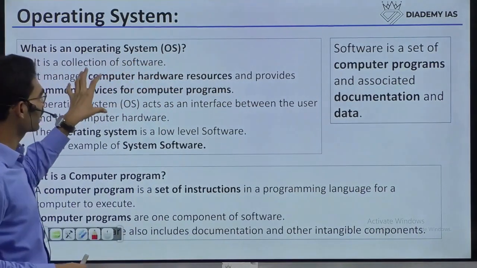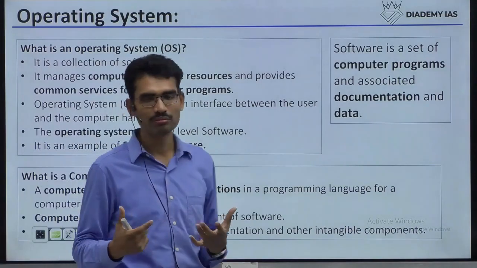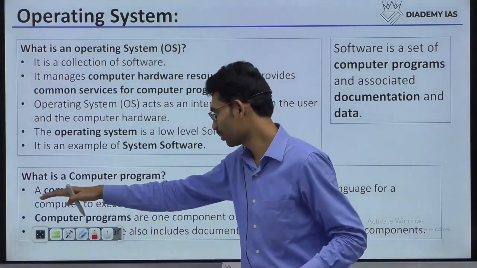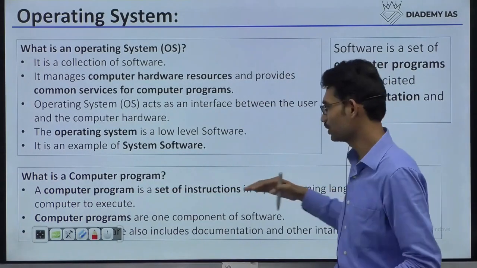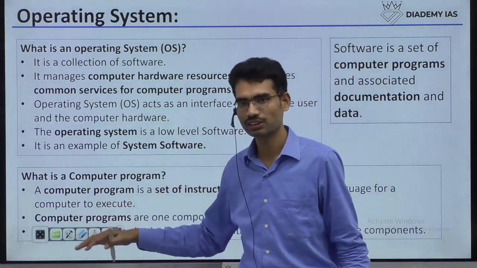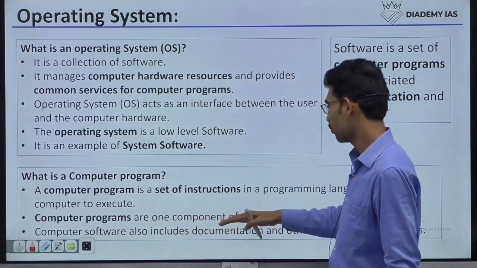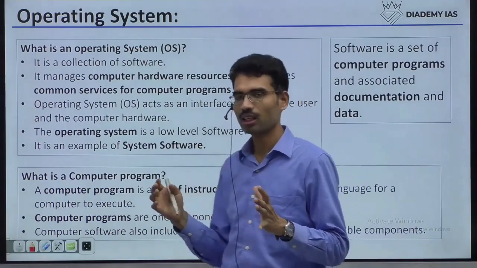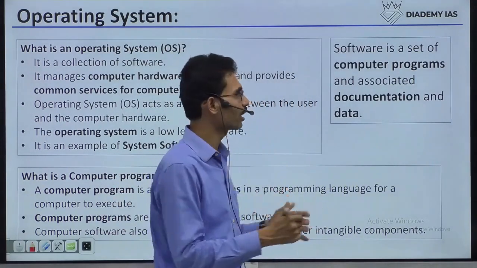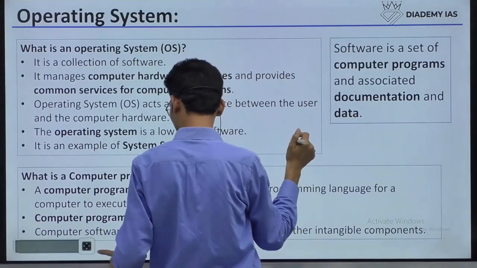Operating system is a collection of software. A computer program is a set of instructions in a programming language for the computer to execute. This is how computer programs are one of the components of software. Software is a big term. A computer program is one of its components.